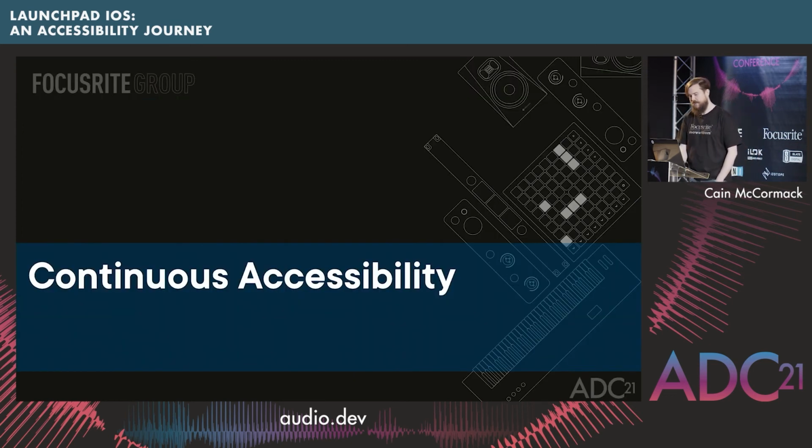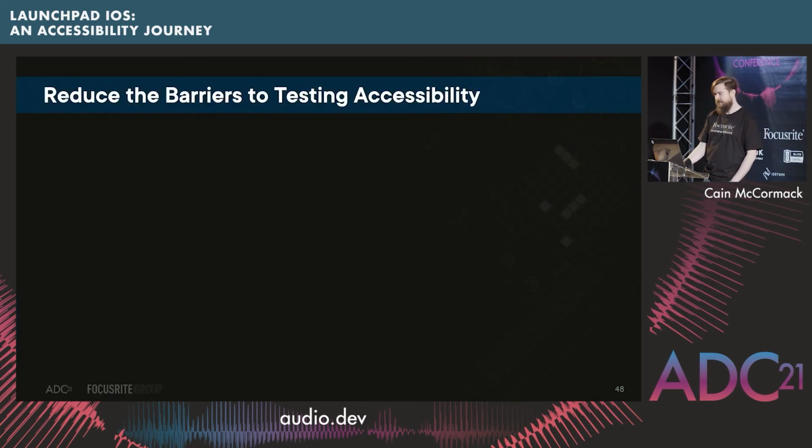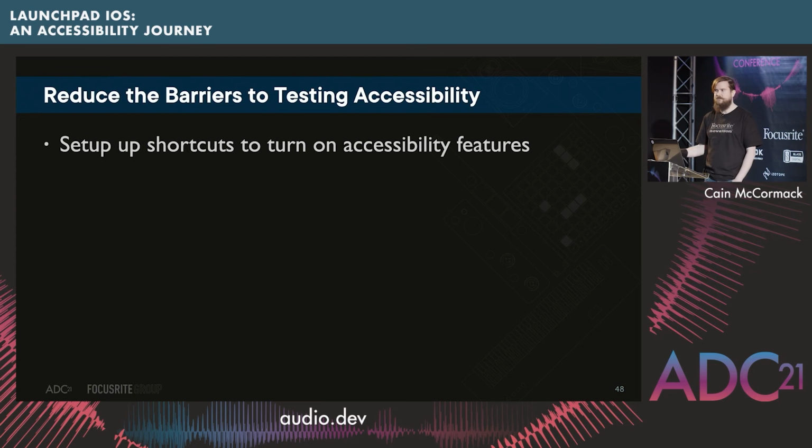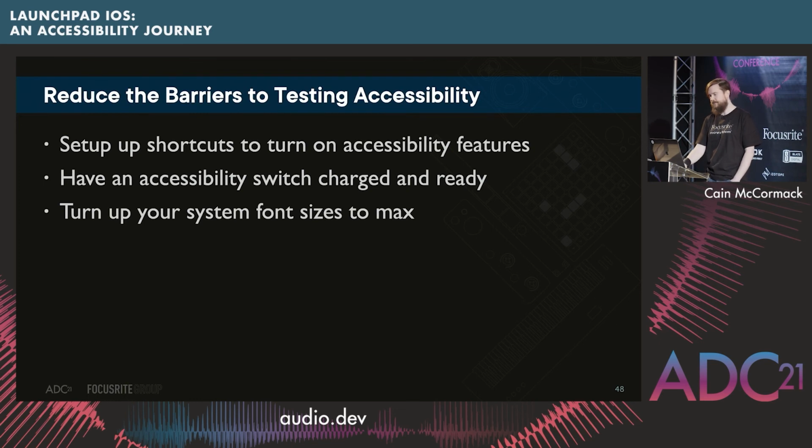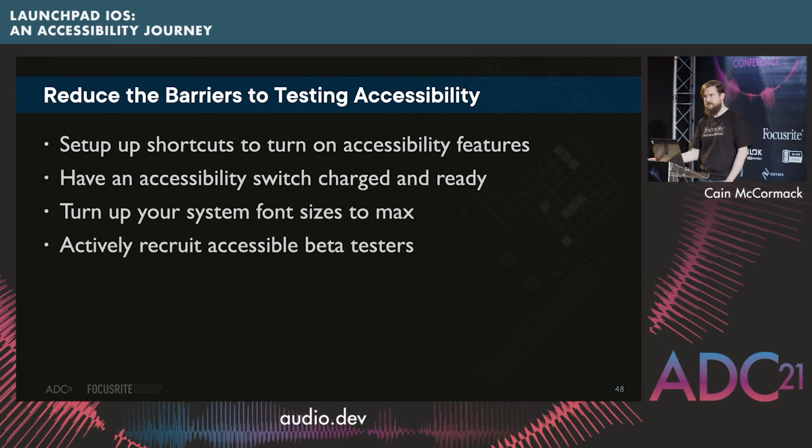So anyone who's learned about habit theory can tell you, if you want to encourage behavior, you should make it easy. And if you want to discourage behavior, you should make it difficult. So let's reduce the barriers to testing. We can set up shortcuts to turn on accessibility features so we can quickly access them. You can have devices, so we have some devices where the system font's turned up to the max. You can recruit beta testers or get a consultant, those kind of things. Just make your life easier.